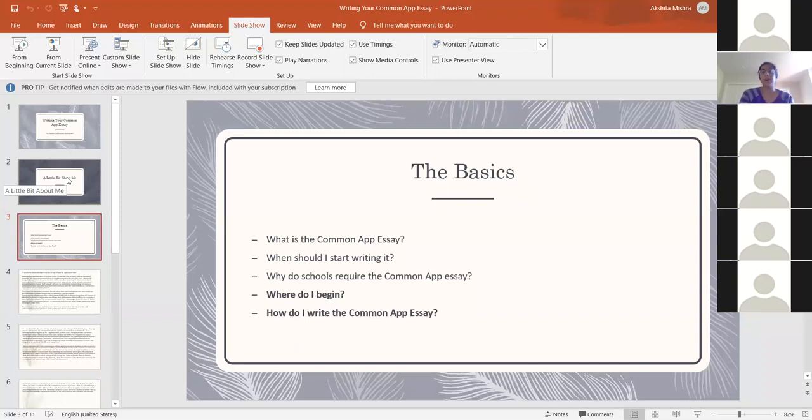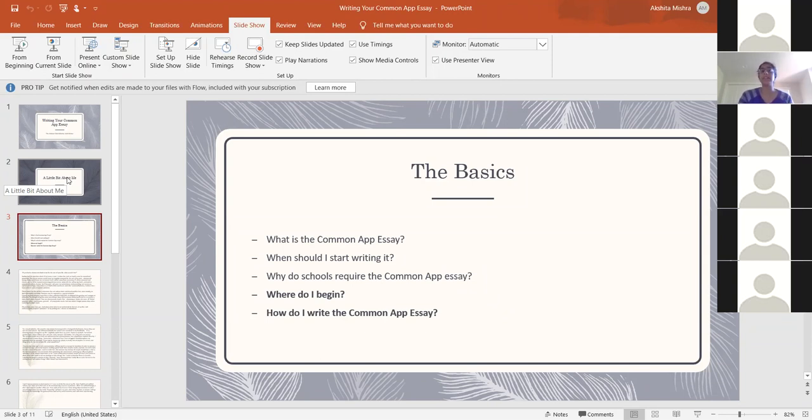Why do schools require the Common App essay? This is actually a really common question. The Common App essay provides them a window into who you really are, on top of your extracurriculars, your grades, your stats, and everything like that. It's a way you can show them your character, in addition to the letters of recommendation. And you get to write it, so you get to show the admissions officers who you really are: your characteristics, your interests, everything that makes you you. That's what schools are looking for from the Common App essay.